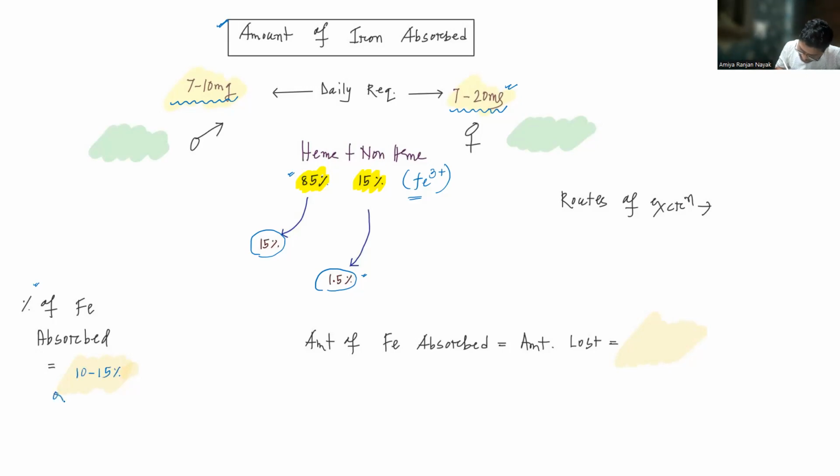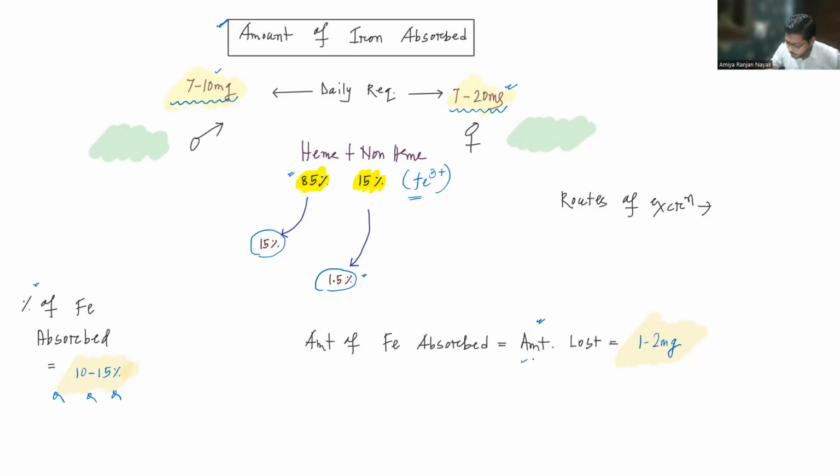Again, this is a question that is very commonly asked. What is the total percentage of iron that is absorbed? It is only 10 to 15%. So if you take 10 milligram of iron, you are going to absorb only 1 to 2 milligram of iron. Whatever amount of iron that is absorbed equals the amount of iron that is lost every day. So that will be around 1 to 2 milligram.